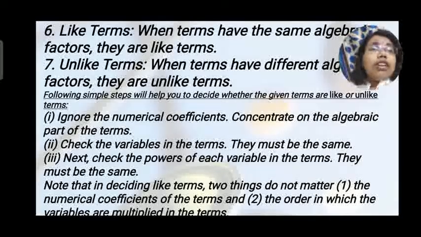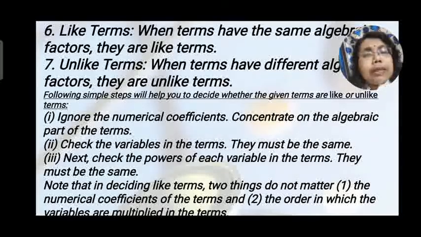Here we have to see the variables. They must be the same. Next, check the powers of each variable in the term. They must be the same. Note that in deciding like terms, two things do not matter: the numerical coefficients and the order in which the variables are multiplied in the terms. These are the two things that we should not really look at.